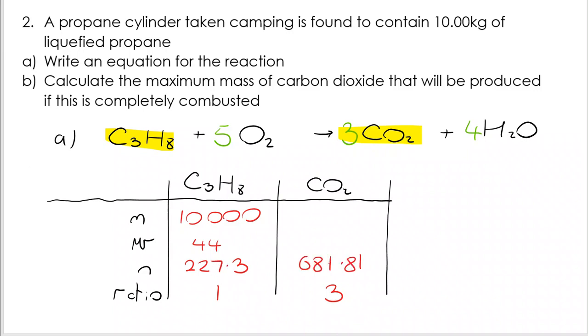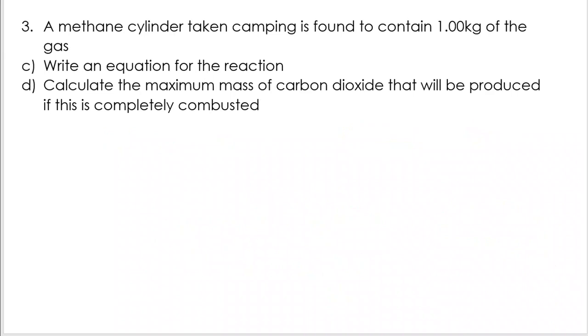227.3 makes 681.81. Now, a slightly odd situation here because the MR of carbon dioxide is the same as the MR of propane. It's 44. So when you multiply those two together, we get 30,000 grams or 30 kilograms. Final one to take a look at.